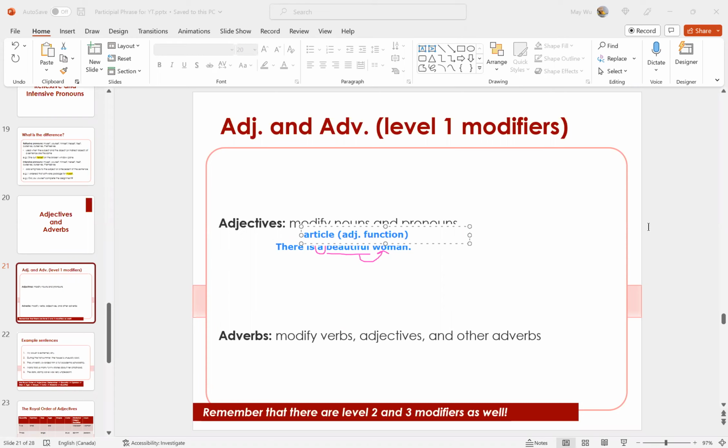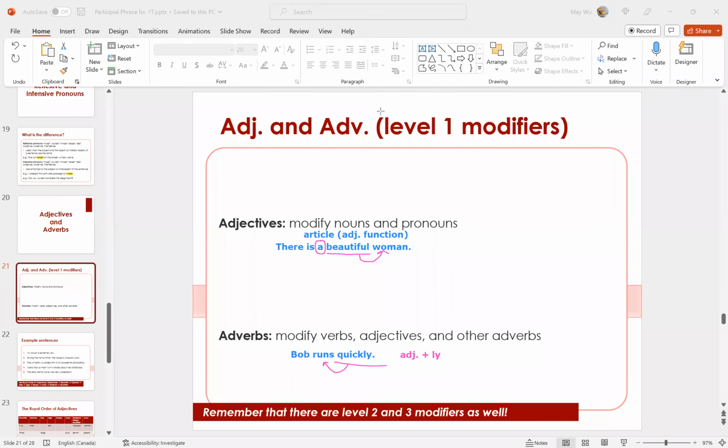All right, what about adverbs? Adverbs are words that modify verbs, adjectives, and other adverbs. So let's say Bob runs quickly. The word quickly modifies the verb runs, and that makes it an adverb. And a lot of adverbs are actually adjectives plus ly. So quickly, slowly, beautifully, smoothly, and so on and so forth.